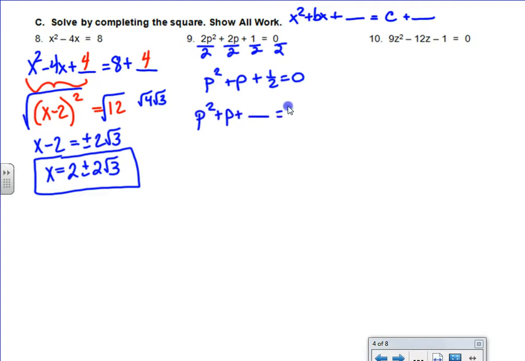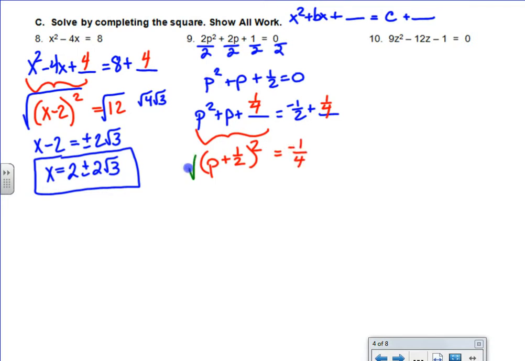And I don't know if you noticed already why it's going to be ugly, but it is. Okay, half of the b term is a 1/2, and then when I square a 1/2, I get a 1/4, and I'm going to add it to both sides. Now, when I take this quadratic, and now I factor it into its binomial squared, it's p, and then half of the b term would be a plus 1/2, quantity squared, negative 1/2 plus positive 1/4 is, let's see, negative 1/4.